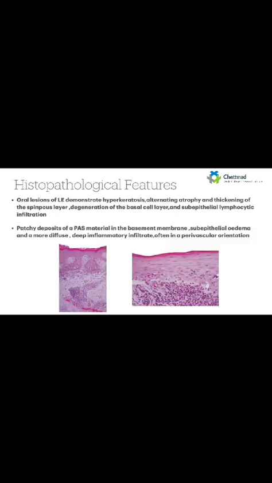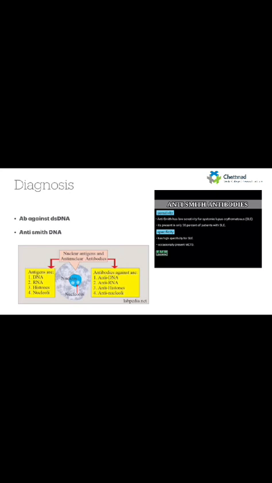The histopathological features show hyperkeratosis, thickening of the spinous layer, degeneration of the basal layer, and subepithelial lymphocytic infiltration. Patchy deposits of PAS material can be seen in the basement membrane with subepithelial edema, and a deep inflammatory infiltrate often seen in a perivascular orientation. The diagnosis depends upon the anti-nuclear antibodies, but they are not specific. Antibody against double-stranded DNA and anti-Smith antibody are shown to be more specific to SLE.